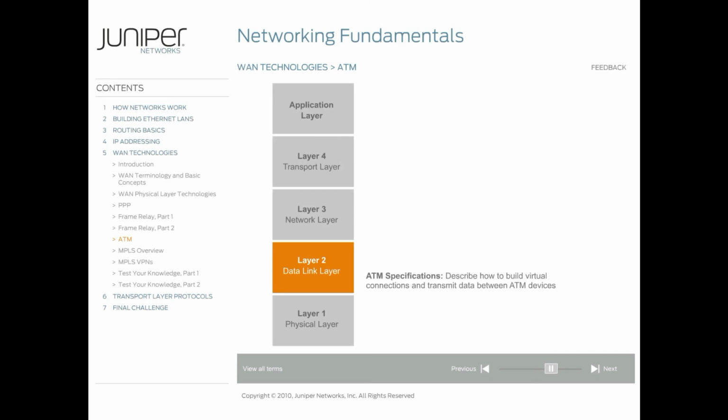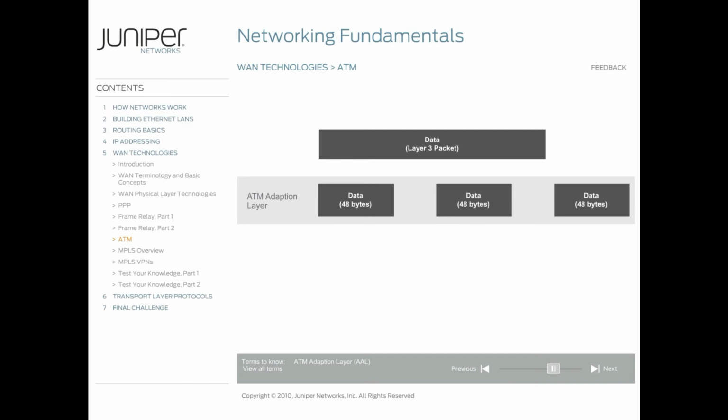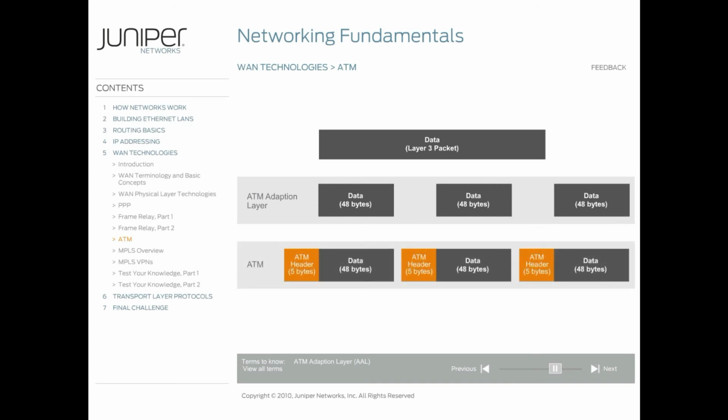The ATM specifications describe how to build these virtual connections and transmit data between ATM devices. Atop that, also at Layer 2, are the ATM Adaptation Layer, or AAL, specifications, which describe how to encapsulate upper layer protocols into ATM. The ATM adaptation layer is responsible for segmenting the packet into fixed-length cells of 48 bytes each. The receiving device will reassemble the cells into the original packet. Once the data is segmented, the ATM layer then adds a 5-byte header to create an ATM cell, which is now ready for transmission across the ATM network. Like we've seen before, the ATM network devices or switches will only read the cell headers, not the data contents or payload of the cell.